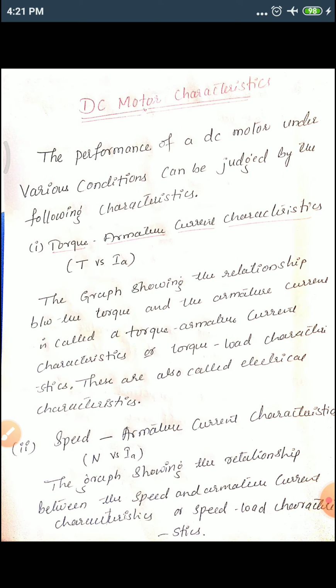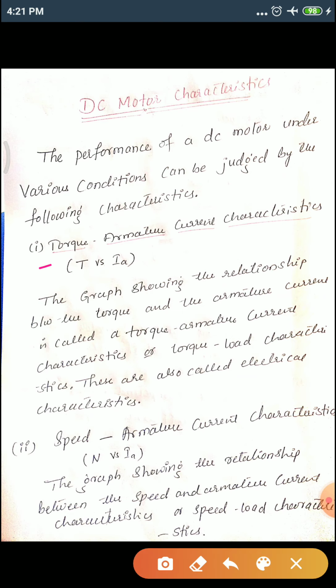Okay, so there are three main characteristics. Let's see one by one. First one is the torque armature current characteristics. This is mentioned as T versus IA. So torque versus armature current characteristics. This is also called the electrical characteristics.